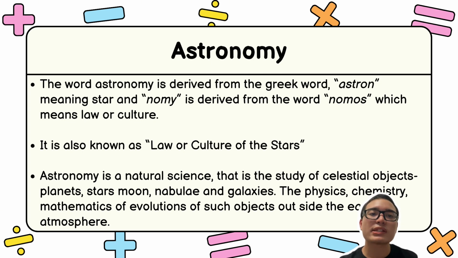Astronomy is a natural science that is the study of celestial objects such as planets, stars, moons, nebulas, and galaxies, as well as the physics, chemistry, and mathematics of the evolution of such objects outside the Earth's atmosphere. So let's go to the applications of trigonometry in astronomy.